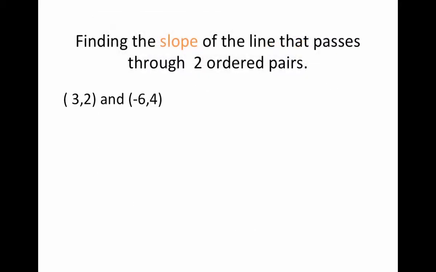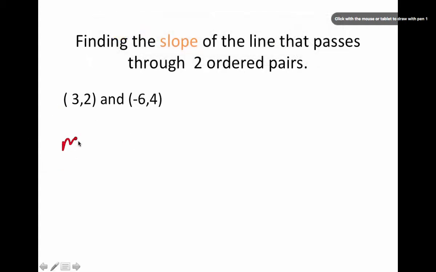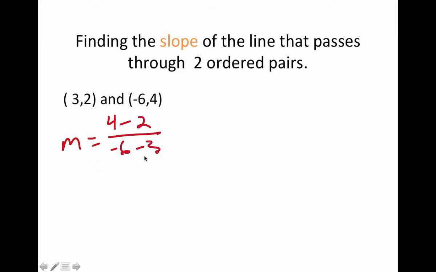Finding the slope given two ordered pairs. Identify your x's and y's. y2 minus y1 over x2 minus x1. Make sure you're consistent with the way that you're subtracting, otherwise things will go awry.